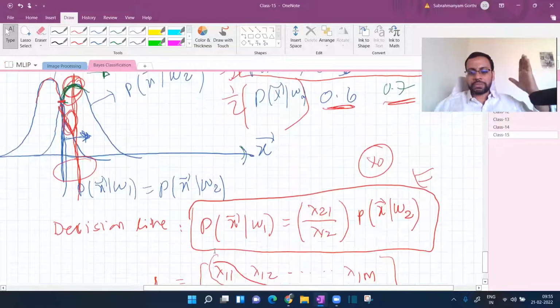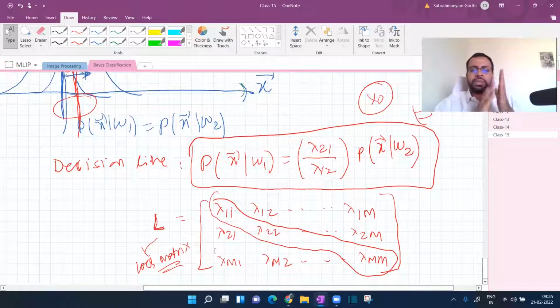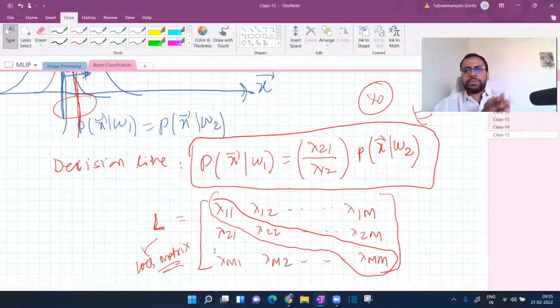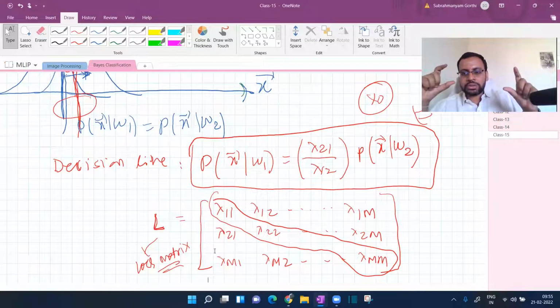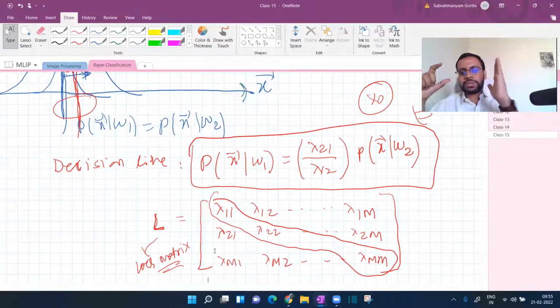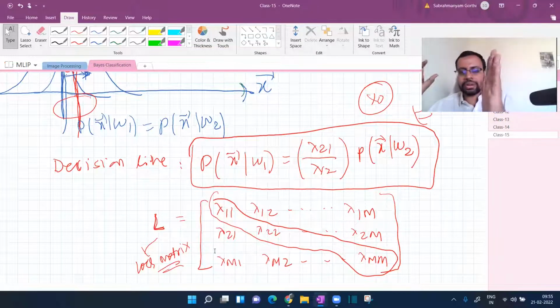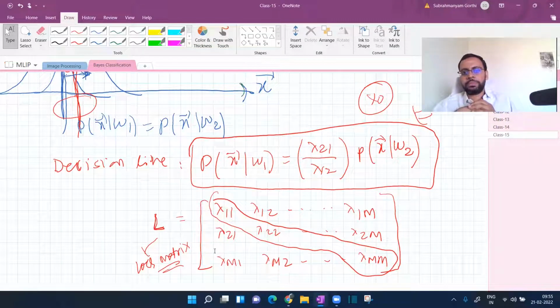but we also now are able to come up with a quantitative mathematical expression that tells us where this boundary lies. How does it move? Earlier we had a qualitative intuition. Now you have a quantitative expression for that. Are things clear so far?